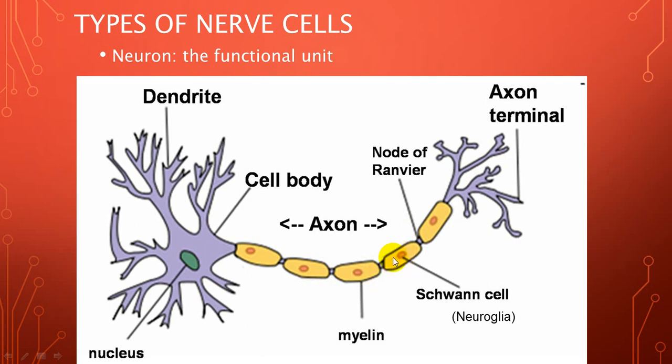So the Schwann cell is right here. It's part of what are known as the neuroglia. We'll get to those in a minute. And they're producing this substance called myelin. And they're making something known as the myelin sheath.